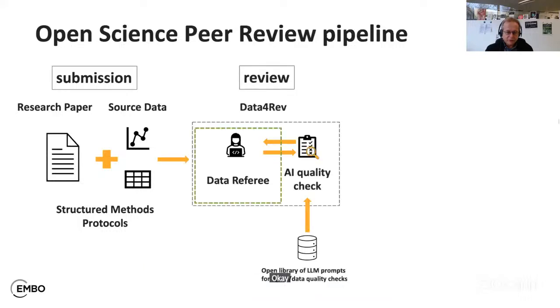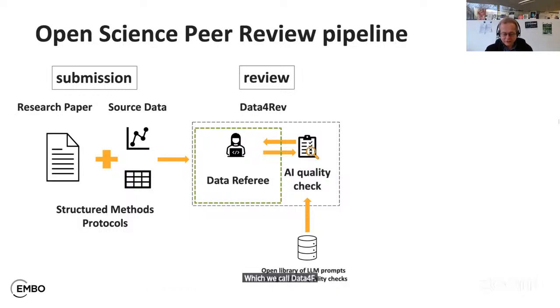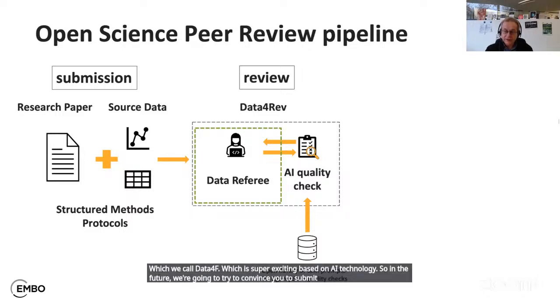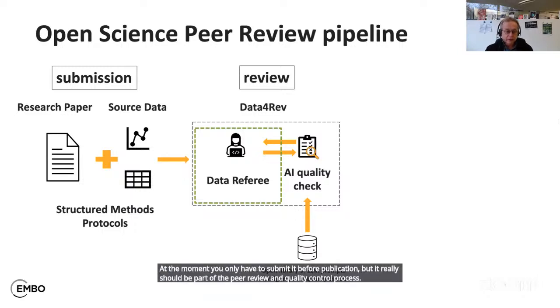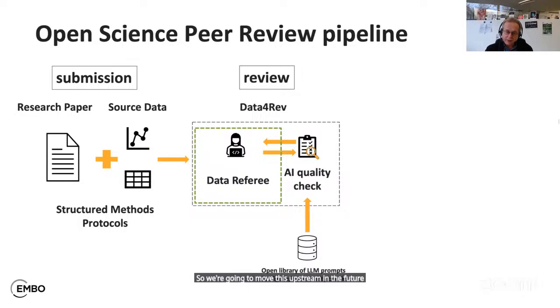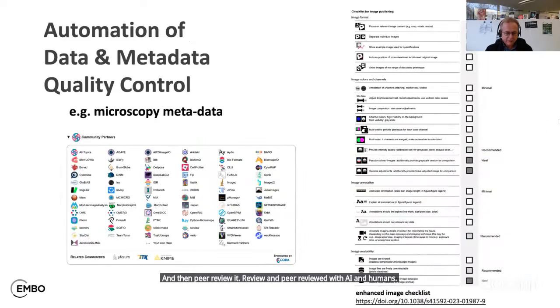Okay, so I'm gonna go over this super fast. I'm sorry, this is taking a bit too long. We're very excited in the future to have data-focused peer review that is based on a combination of human and AI, and we've developed a platform for that, which we call Data for Rev, which is super exciting, based on AI technology. So in the future, we're gonna try to convince you to submit your source data already at first submission. At the moment, you only have to submit it before publication, but it really should be part of the peer review and quality control process. So we're going to move this upstream in the next 5 years, and then peer review it with AI and humans. It's going to be revolutionary.